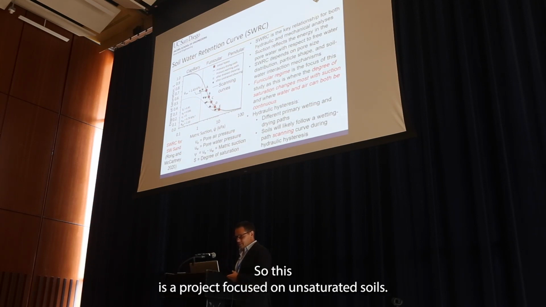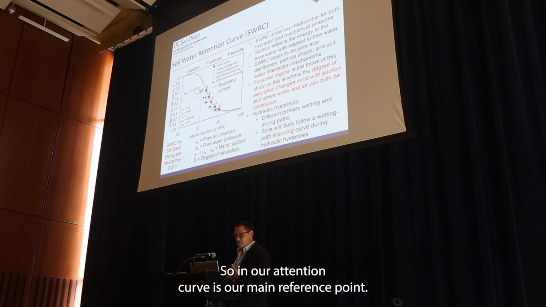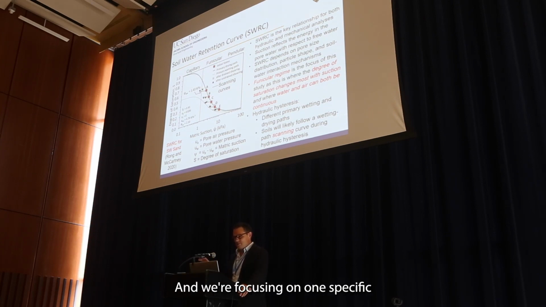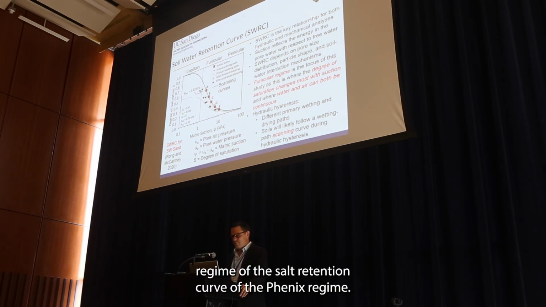So this is a project focused on unsaturated soils, so we always need to start with the soil water retention curve as our main reference point. This is quantifying how much water is in the soil and then the energy state in the soil, which is the matrix suction. And we're focusing on one specific regime of the soil water retention curve, the funicular regime.